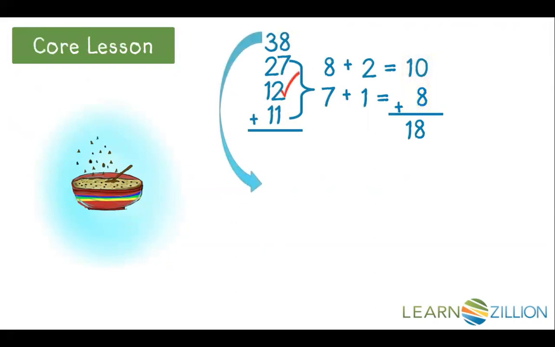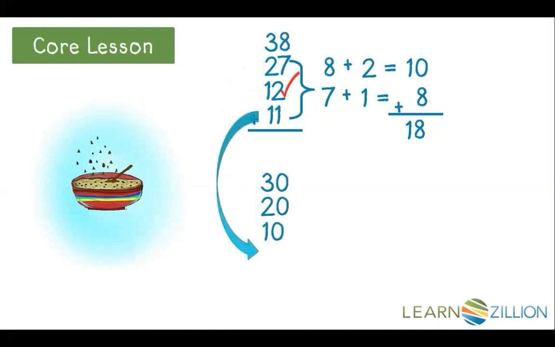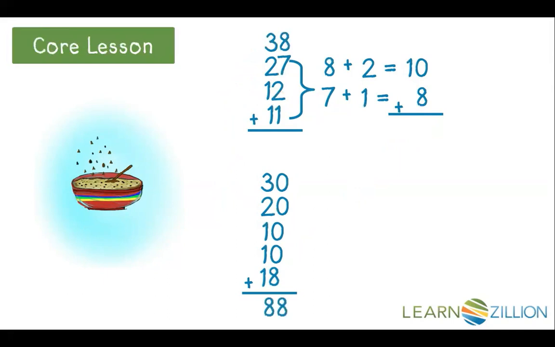We will take our 3 tens, which equal 30, our 2 tens, which equal 20, our 1 ten, our remaining 1 ten, and then we can bring over our 18 ones. We can add these all together. Our ones place will be 8. Let's add our tens. 3 plus 2 is 5. 5 plus 1 is 6. 6 plus another 1 is 7. 7 plus another 1 is 8. So our total chips is 88. 38 plus 27 plus 12 plus 11 will equal 88 chips in our batter.